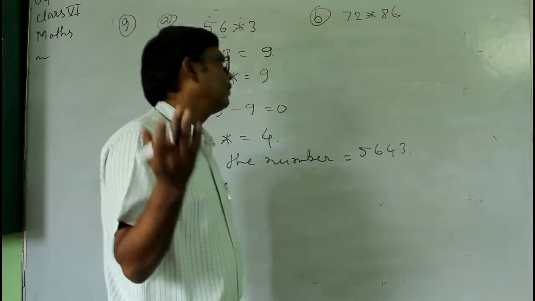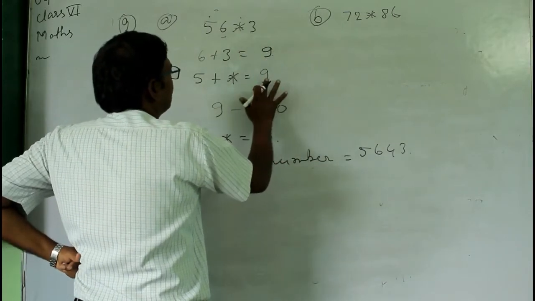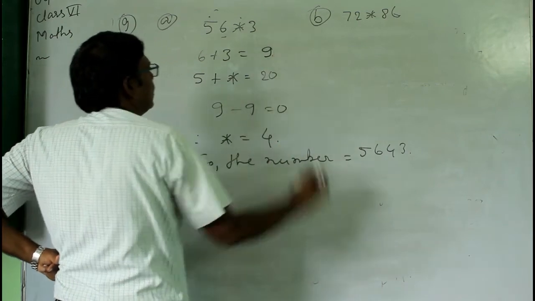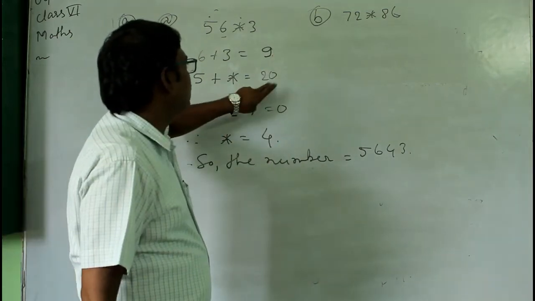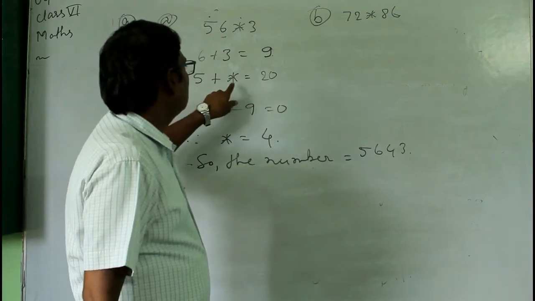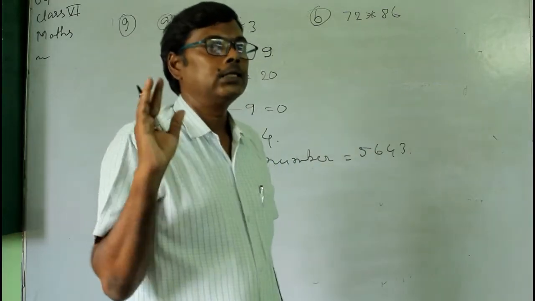Okay, the difference may be 11, but to make the difference 11, what should it be? It should be 20. To make the difference of these two 11, it should be 20 here, because 20 minus 9 will be 11. And now see that here 5 plus digit. The largest digit is 9 only.